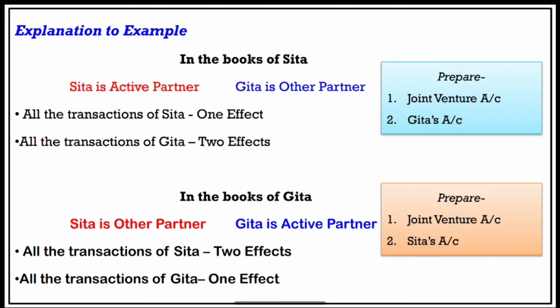Moving towards in the books of Gita. Here are the accounts in Sita's books, here are the accounts in Gita's books. Here Sita is the other partner, Gita is the active partner. So all the transactions of Sita, the other partner, have two effects. All the transactions of Gita, the active partner, have one effect. We have to prepare joint venture account and Sita's account in the books of Gita. It is very simple.